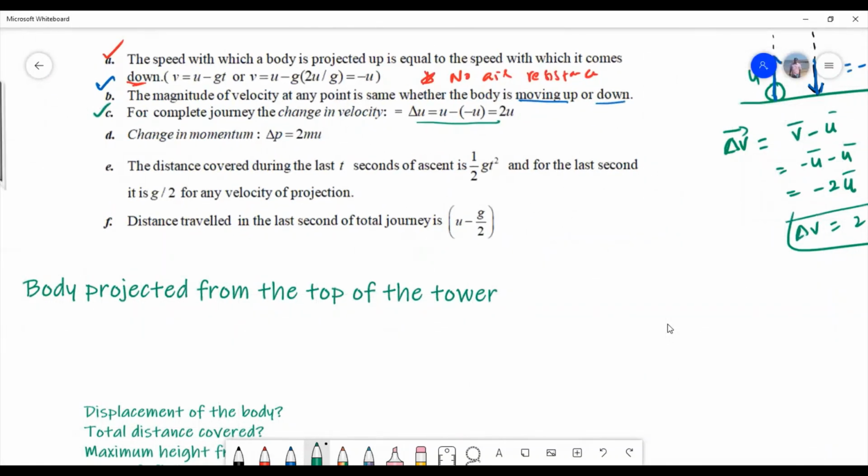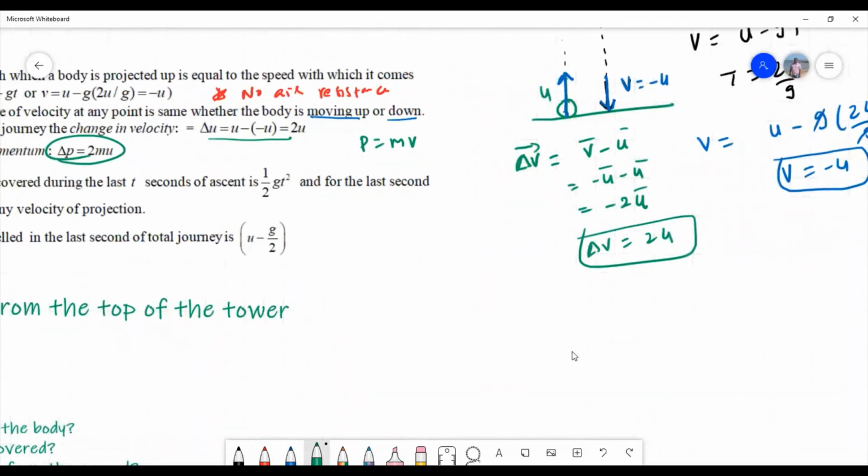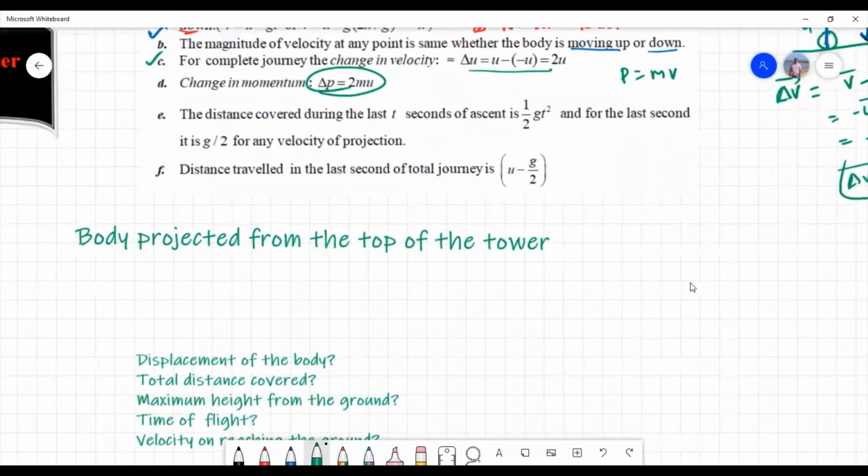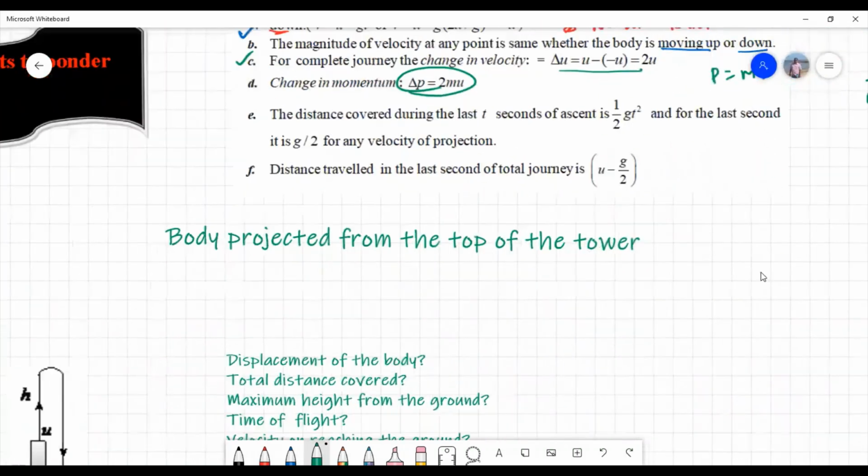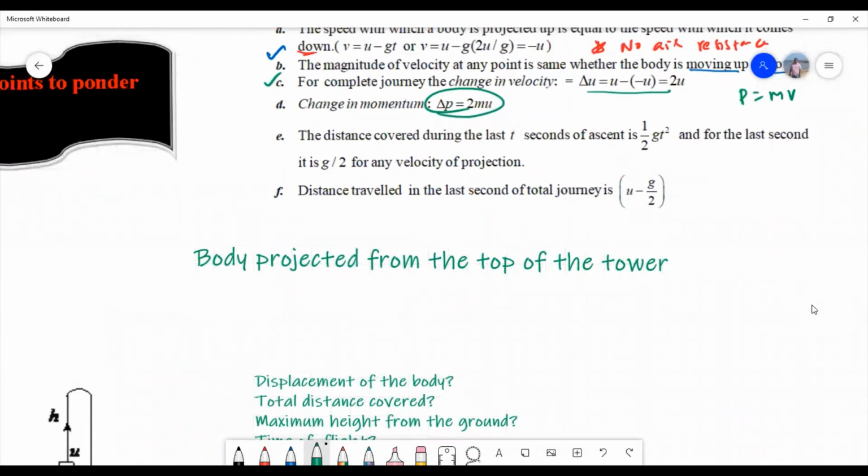Next, let's move on to the next point. Yes, obviously momentum. Momentum is nothing but mass into velocity. So just multiply that and you'll get momentum. Change in momentum is 2mu. There are very important applications of this, and we'll discuss them in the next lecture. These are all very important points to remember.